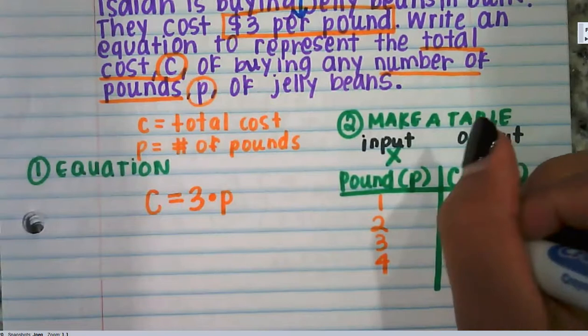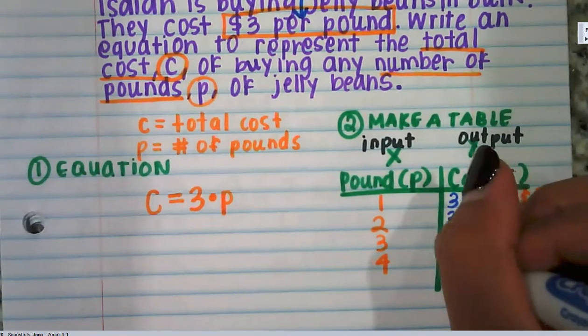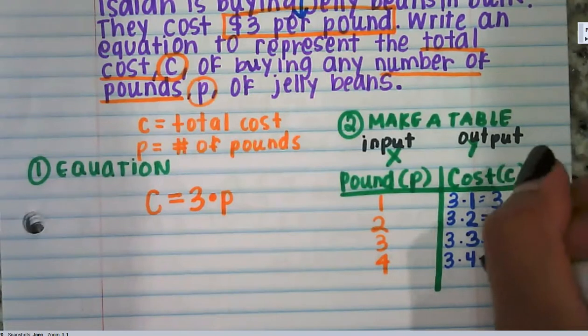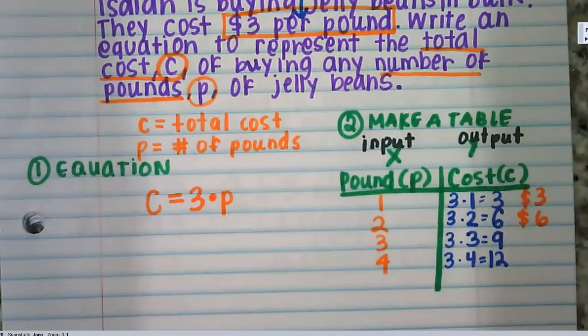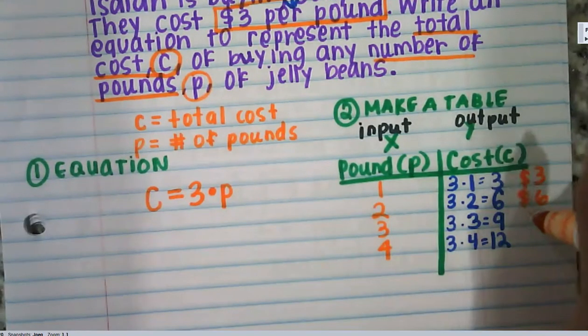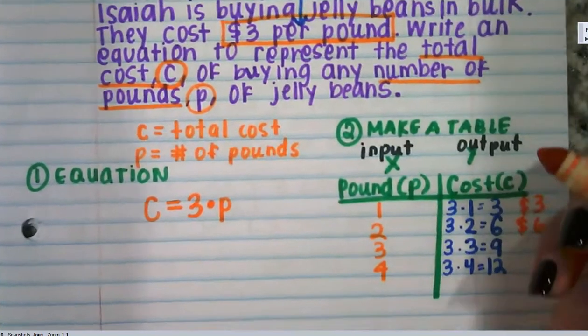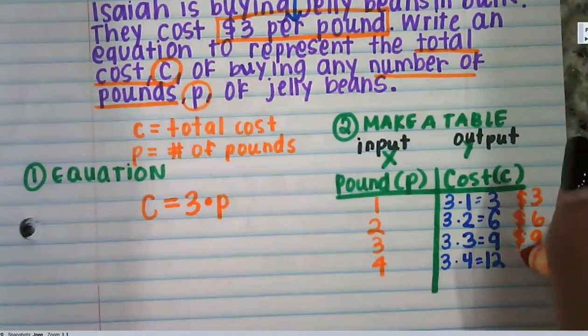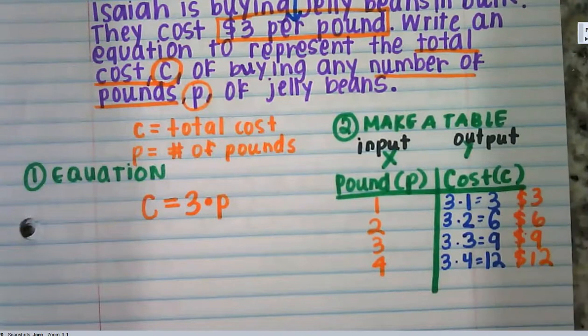So let's finish the table. 3 times 3 and 3 times 4. 3 times 3 is 9 and 3 times 4 is 12, leaving us with 3 pounds costs $9. And 4 pounds costs $12.